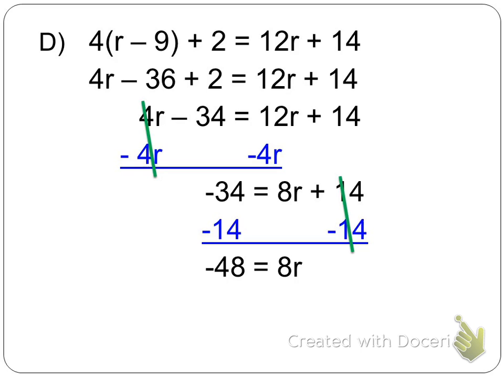From here, what do I do? Divide by 8. That gives me negative 6 equals r, or I always write the r in the front. R equals negative 6. Who has questions?